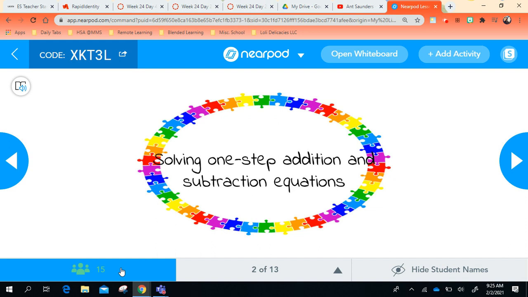Okay, we're continuing with one-step addition and subtraction equations today. So if you did not understand it yesterday, today is the day to make sure you understand it before we move on. Tomorrow we will be moving on to multiplication and division. So if you're still having a hard time with addition and subtraction, make sure you get it before you leave today.